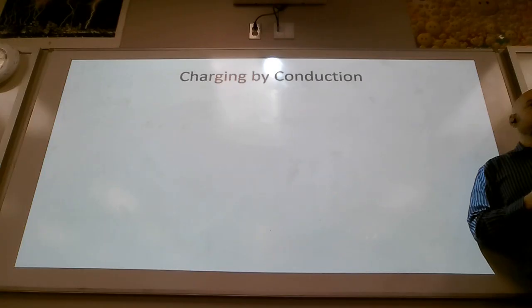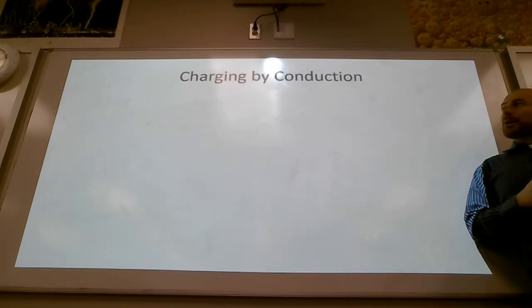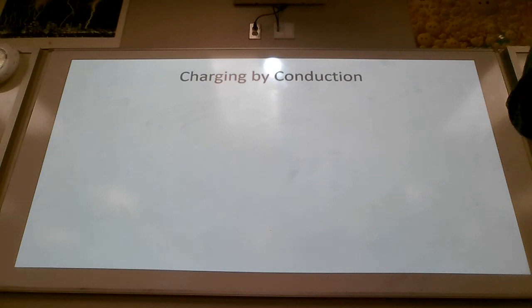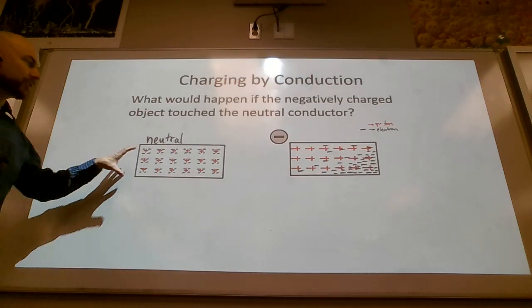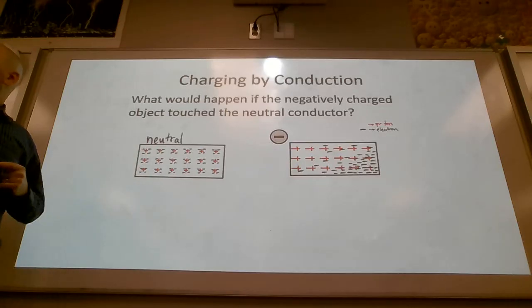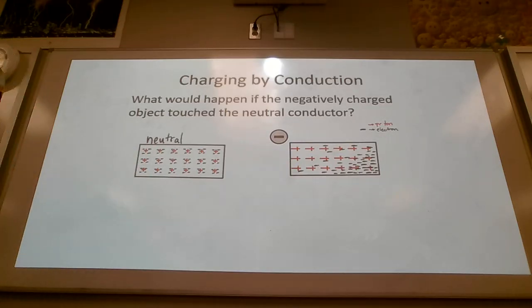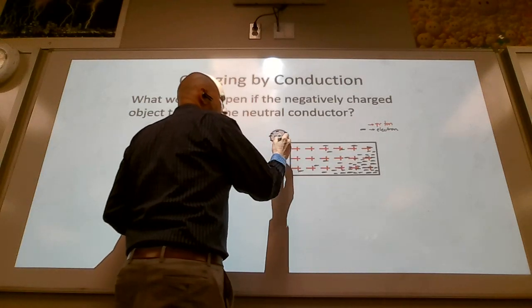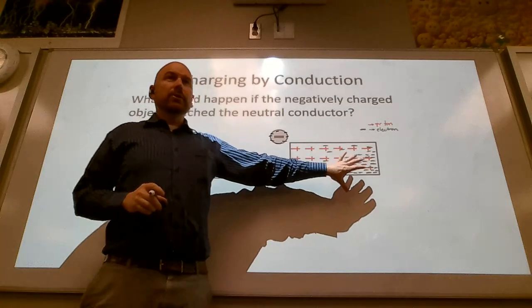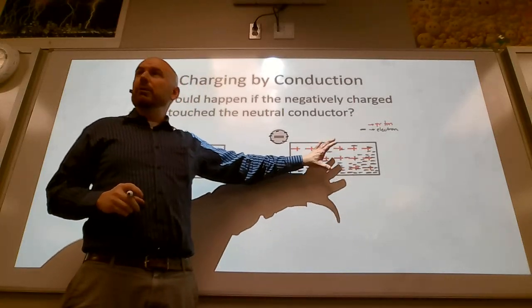All right, so that was charging by friction. Charging by conduction is the second of three ways. Okay, charging by conduction. So conduction means contact. So if we have a neutral charged metal slab, it's a neutral conductor, and then we bring a negatively charged object near. Okay, the electrons in the neutral piece of metal polarize.